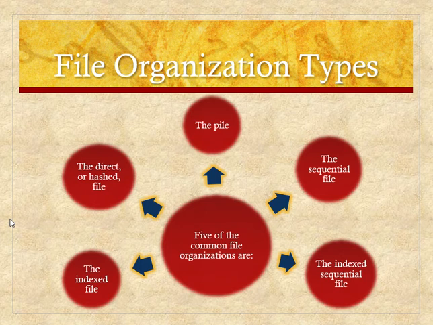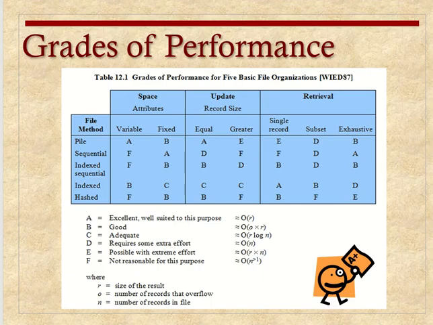These are the 5 types of file organization. First, the pile. Second, sequential file. Third, index sequential file. Fourth, the index file. And fifth, the direct or hash file. These are the comparison between the 5 basic file organizations in terms of O notation, just for some information.